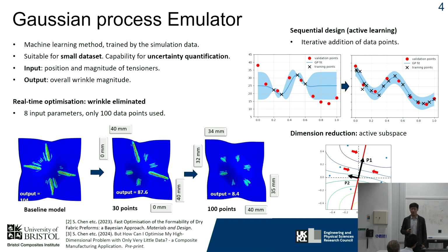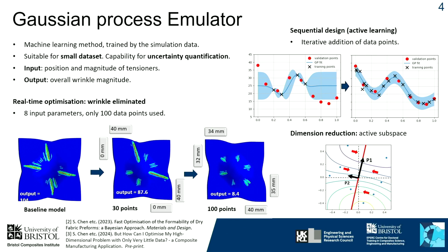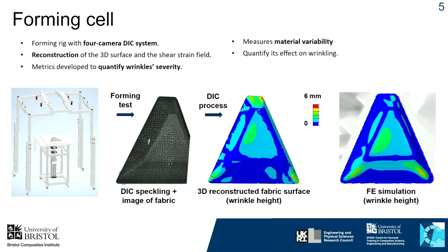The second algorithm is called dimension reduction, and the method is the active subspace. This will help you to model a very high dimensional parameter space without using too large a data set. Based on all of these virtual things, we're going to do some physical trials to validate the process.